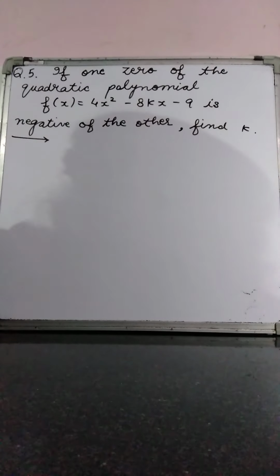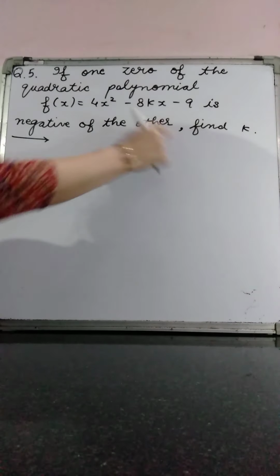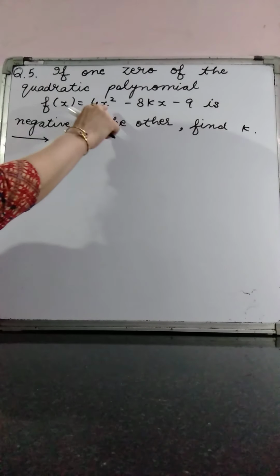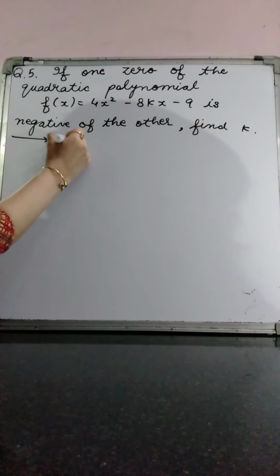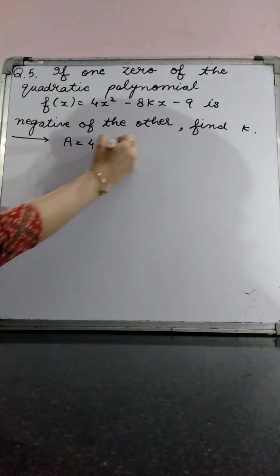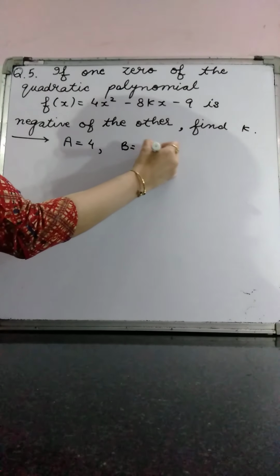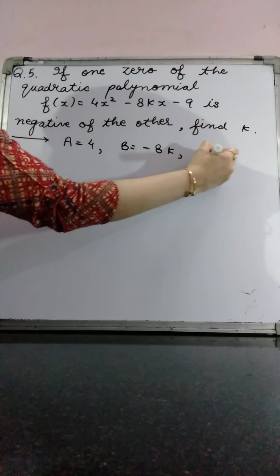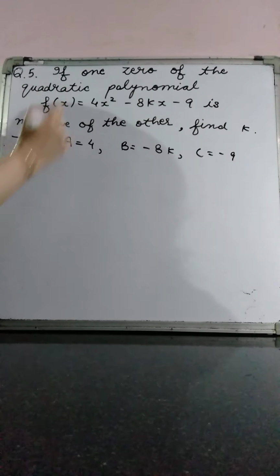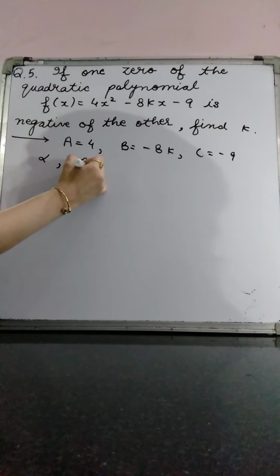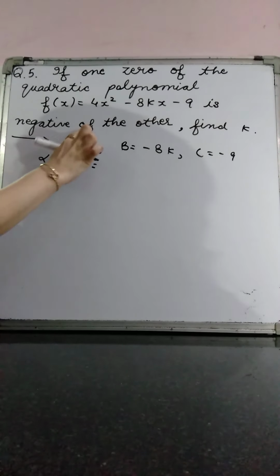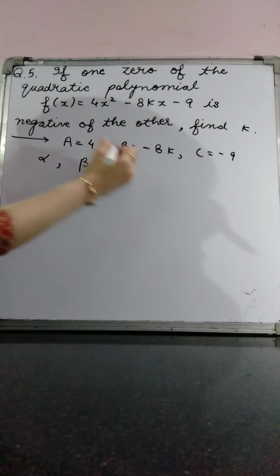Now the fifth question is: if one zero of the quadratic polynomial is the negative of the other, find the value of k. First of all, compare. The value of a is 4, the value of b is minus 8k, and the constant term is minus 9. If one zero is alpha, then the other zero is the negative, minus alpha.